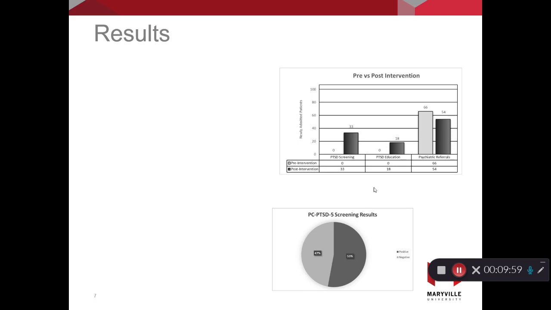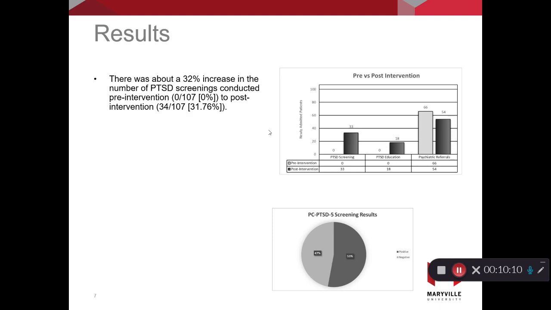So let's move on to results, and let's go by intervention to intervention. Let's start with our first intervention, which was PTSD screenings. So, what happened with the PTSD screenings? There was about a 32% increase in the number of PTSD screenings conducted from pre-intervention to post-intervention from my DNP Scholarly project. This is a very important finding because it indicates that the research that notes that there is a high prevalence of PTSD amongst the SUD population is in fact valid, and this is evidenced by this finding.